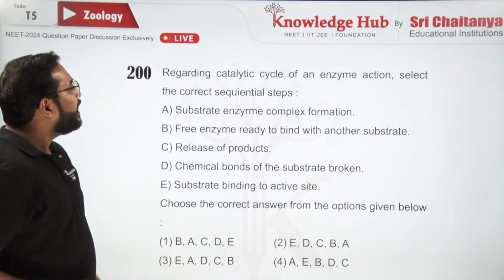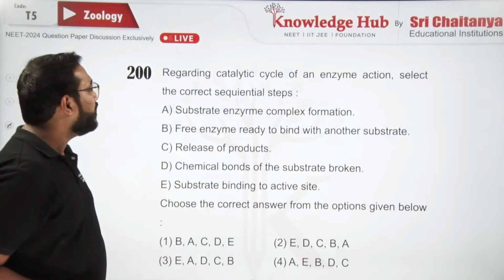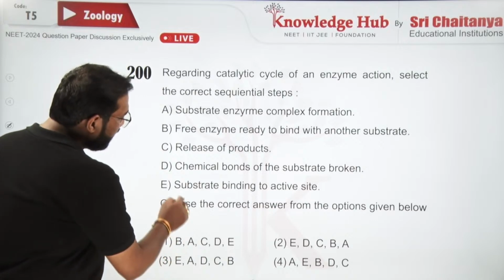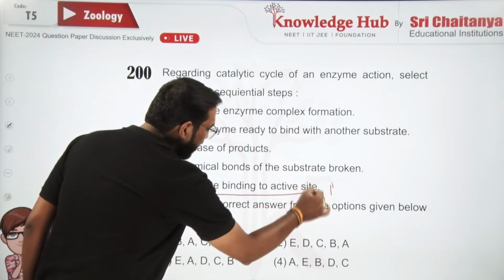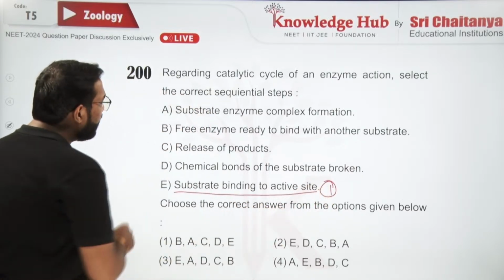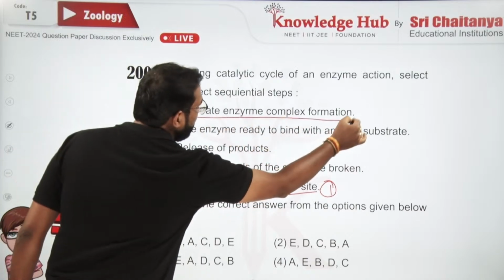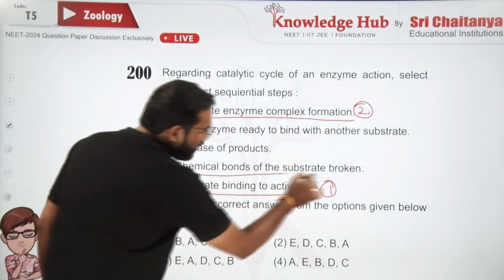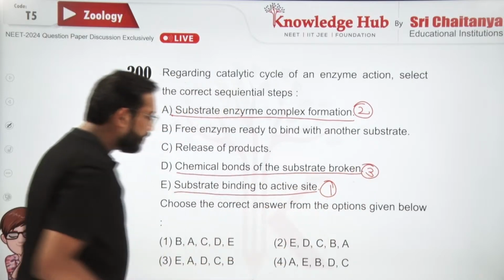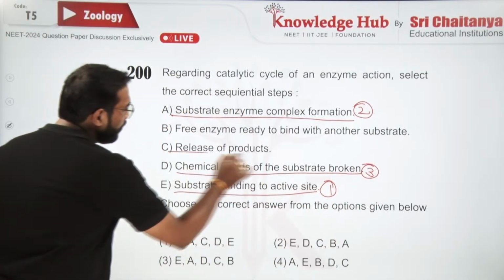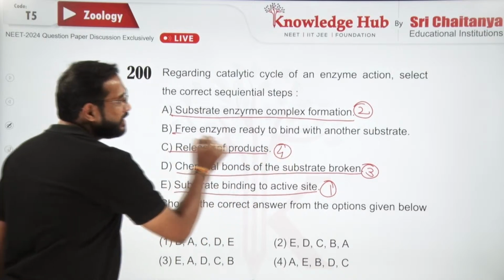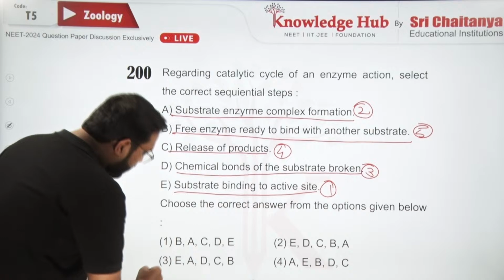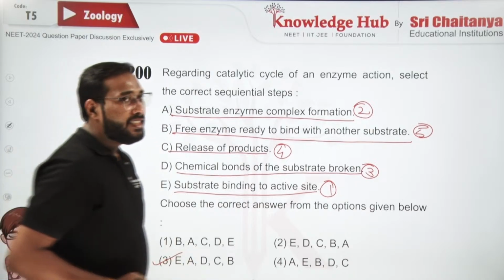If you see here, regarding catalytic cycle of an enzyme action, select the correct sequential steps, right? So very first thing, the substrate will bind to the active site first, right? Then the substrate enzyme complex formation will take place, 2, right? Then the chemical bonds of the substrate will be broken down, 3, right? Then release of the products, 4, and the free enzyme will be ready to bind with another substrate. Correct? With this, you will get the answer as EADCP.